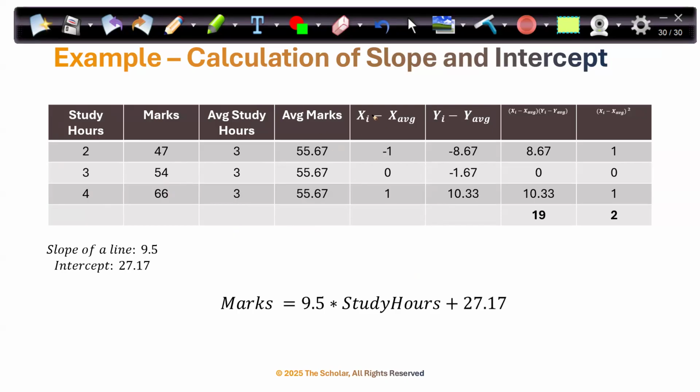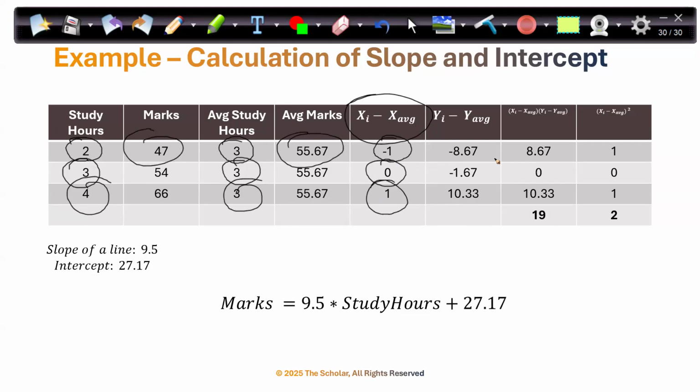Now once I got the average, we know the formula. xi minus x average, xi minus x average, xi minus x average. I got these numbers. In the same way, yi minus y average, yi minus y average, and yi minus y average.